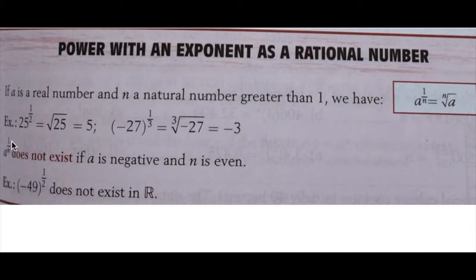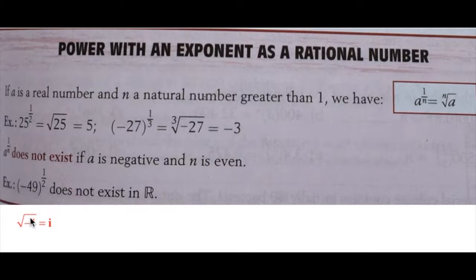A to the 1 over n does not exist if a is negative and n is even. It exists if n is odd and a is negative, though. For example, negative 49 to the 1/2 does not exist in the real numbers. You can't take the square root of a negative, right? There's no two negative numbers that multiply together to give you a negative number. There's no two positive numbers that multiply together to give you a negative number. Okay, that's why it doesn't exist.